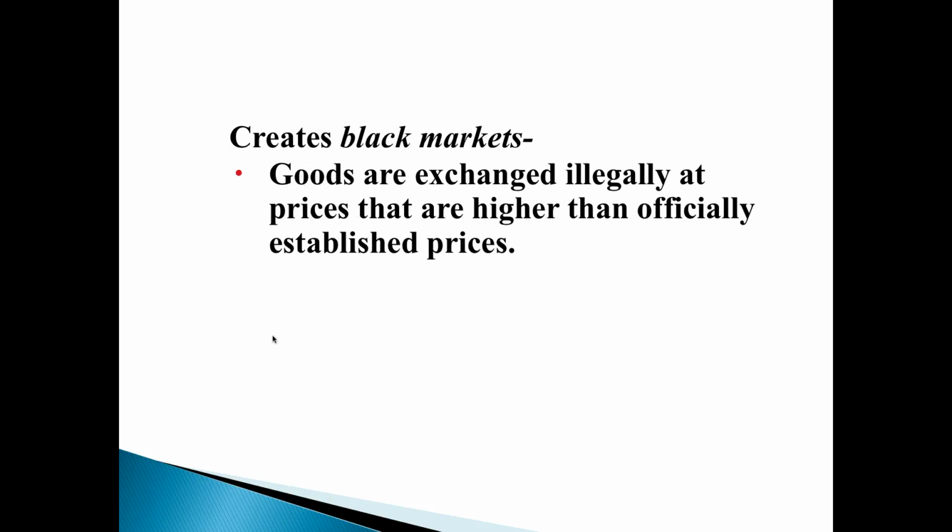And then finally, you have black markets. In black markets, goods are exchanged illegally at prices that are higher than officially established prices. When the government gets involved, lots of times you will see these black markets created. Drugs are sold in the black market. Illegal weapons are sold on the black market. Scalpers that sell tickets and so forth could be considered a black market as well.